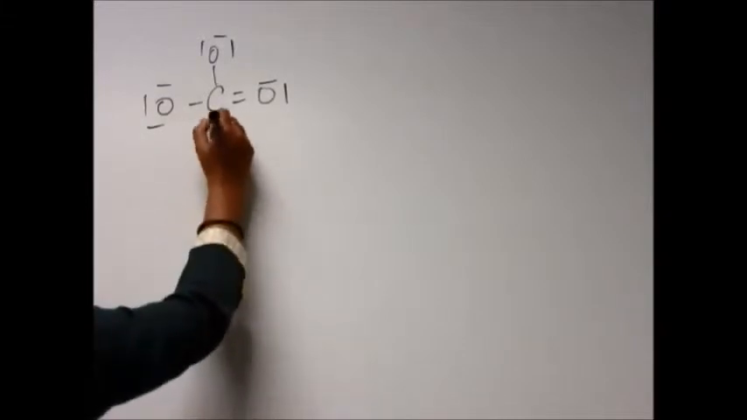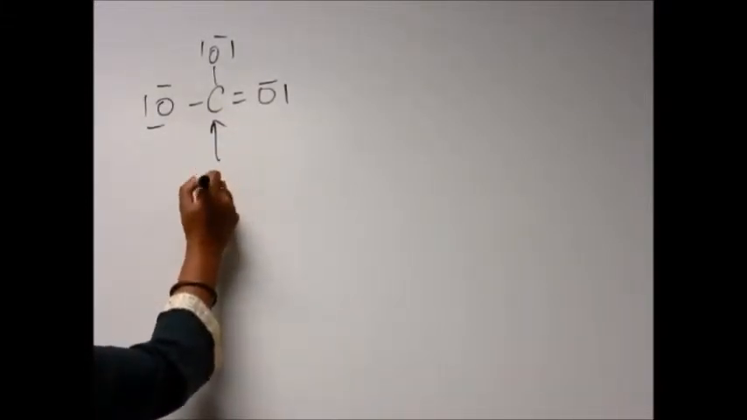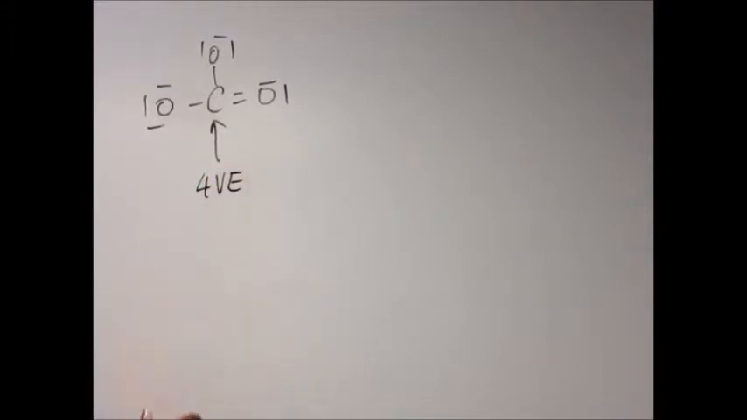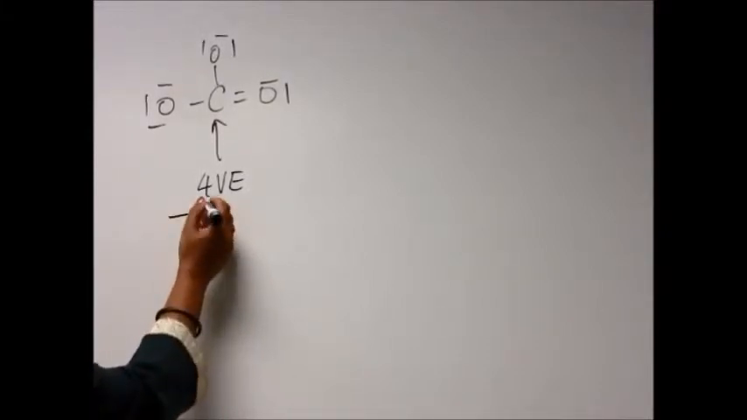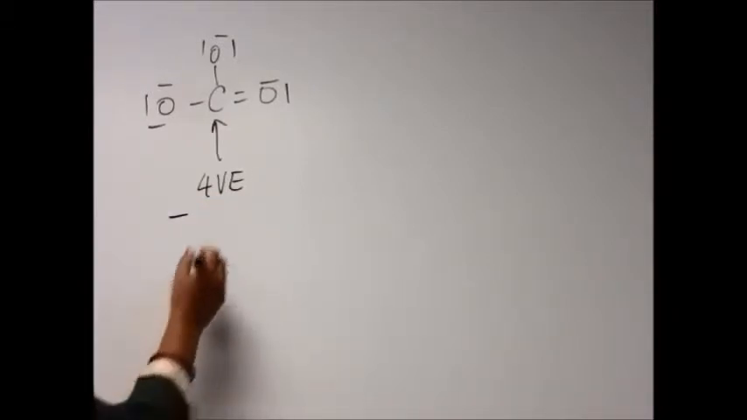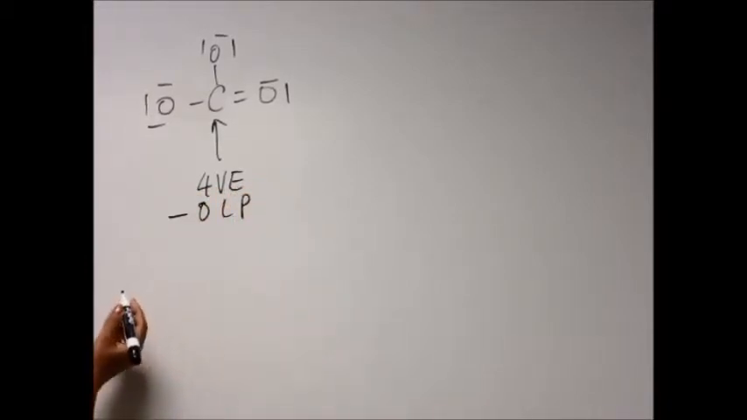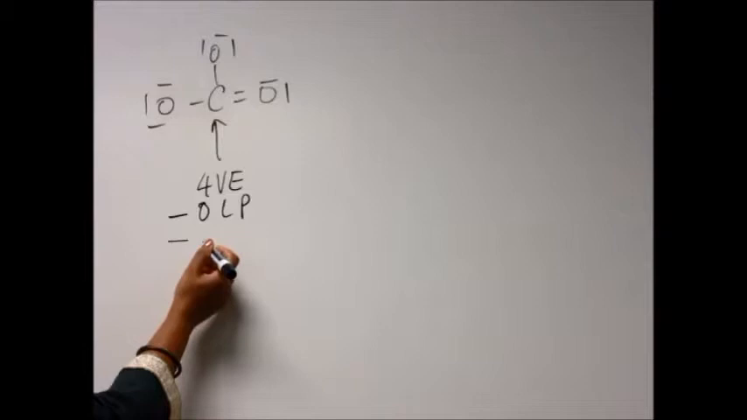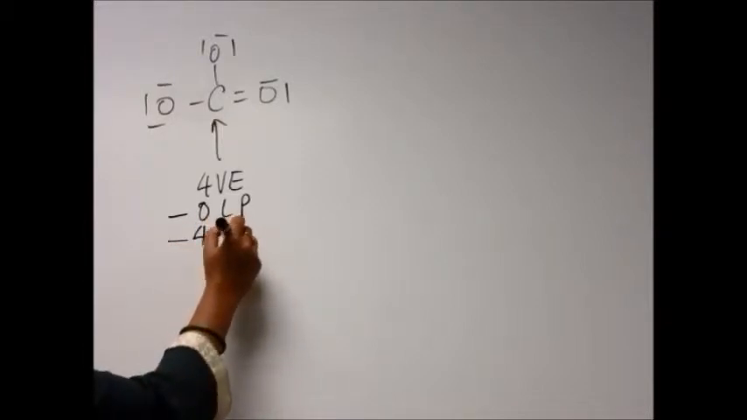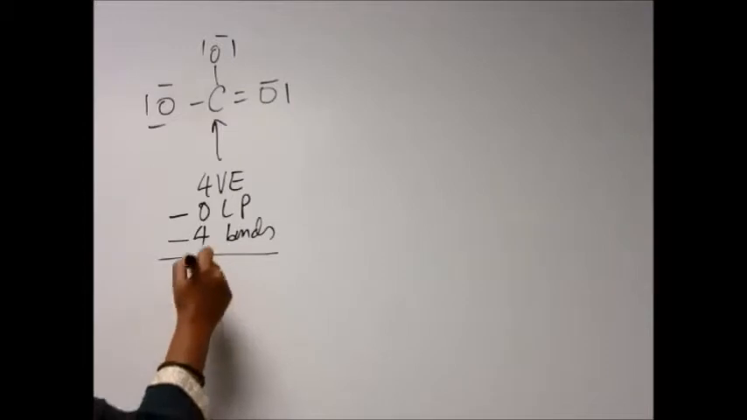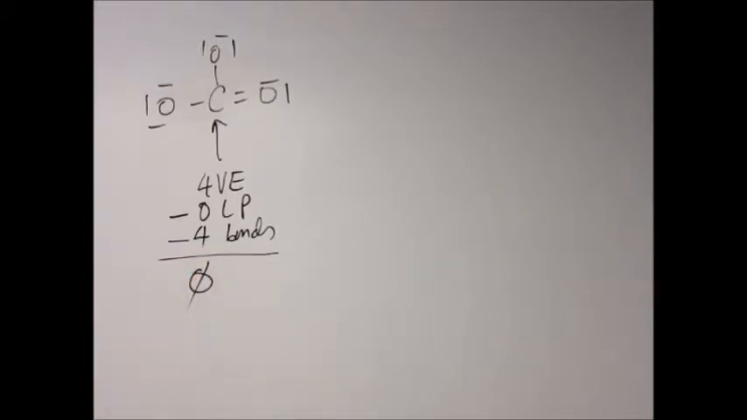So, calculating the formal charge, can we do this fast now? Okay, let's try this. Carbon here, how many valence electrons? 4, right? 4 valence electrons. Does it have any lone pair electrons? No. And bonding electrons? 4, the number of bonds. That gives you 0. Good?